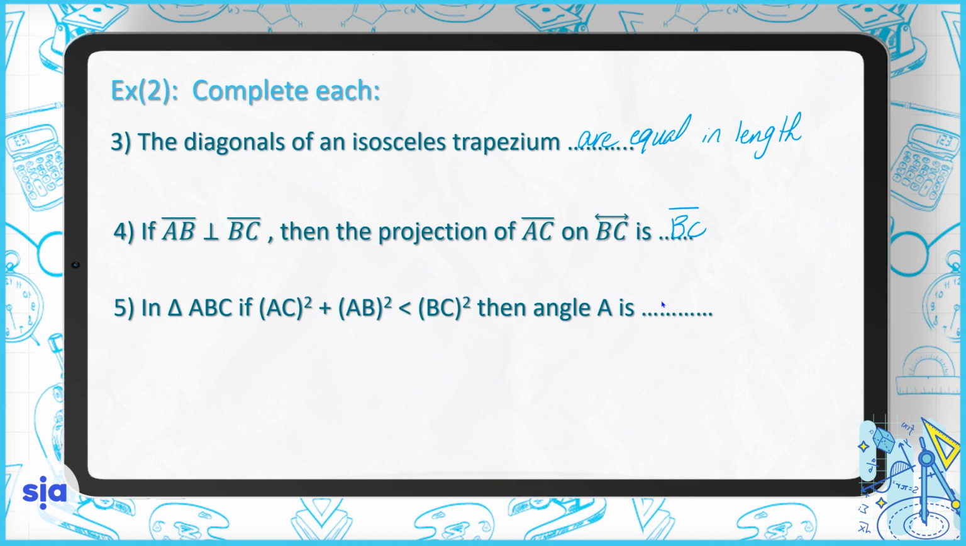Question 5. In triangle ABC, if AC squared plus AB squared is less than BC squared, then angle A is an obtuse angle.